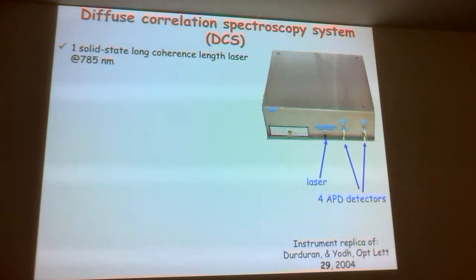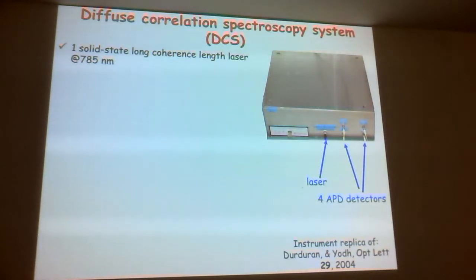So we have to photon count, and then we're in this digital mode, and so instead of measuring a power spectrum of the intensity fluctuations, we just measure a correlation function. They're Fourier transform equivalents of each other.